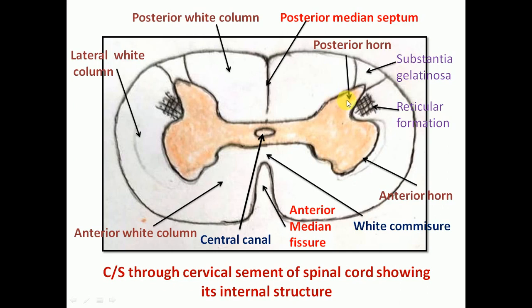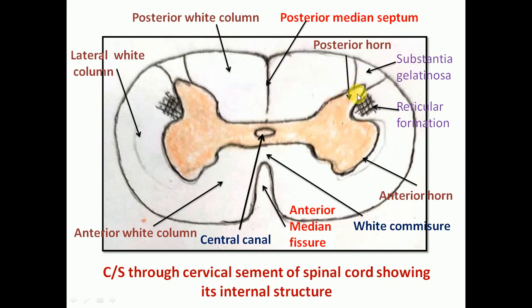Now outside the gray matter there is the presence of white matter. In the white matter there are three divisions. In front of the anterior horn, between the anterior median fissure and the anterior horn, the location of this white column is called the anterior white column. Lateral to the lateral gray column is the lateral white column, and between the posterior median septum and the posterior gray horn there is the presence of the posterior white column.